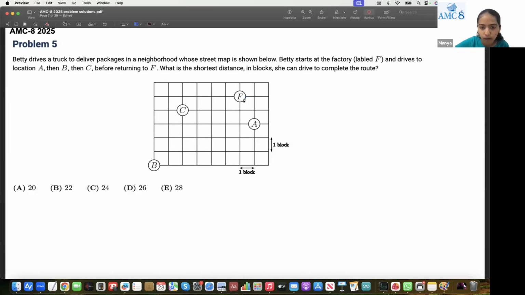So it would be 1, 2, 3 to go to A from F. So 3. From A to B, she would take 1, 2, 3, 4, 5, 6, 7, 8, 9, 10. So 10. To go from B to C, she'll take 1, 2, 3, 4, 5, 6. And from C to F, she will take 1, 2, 3, 4, 5.